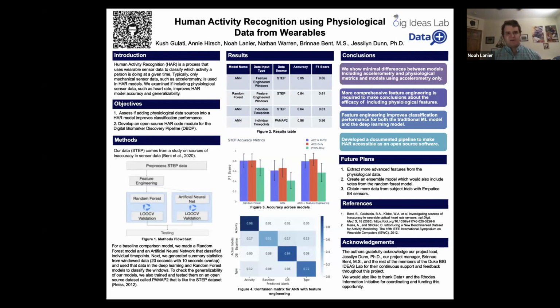So first, human activity recognition. Well, we're all familiar with things like Fitbits and Apple Watches. These things are wearables, usually things on your wrist. And each of these have particular sensors in them. And these sensors, such as an accelerometer, can track motion, or something like a heart rate sensor can track your heart rate.